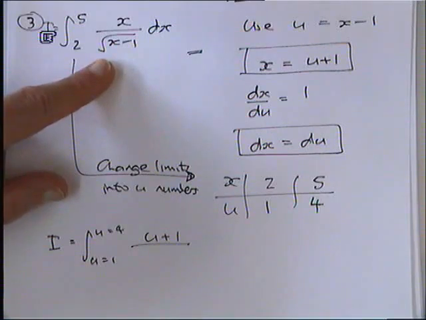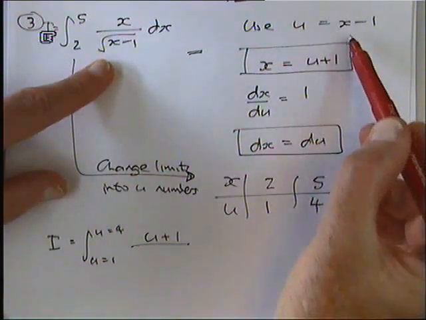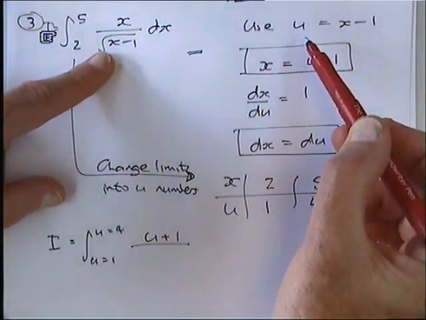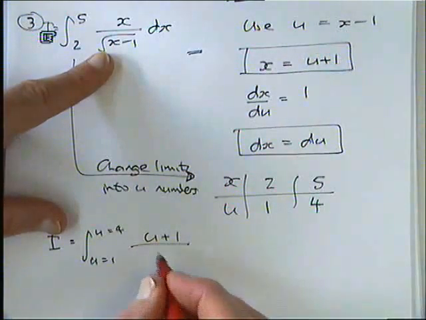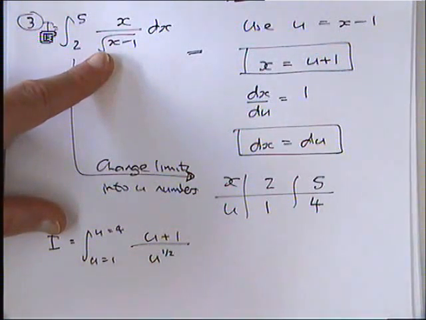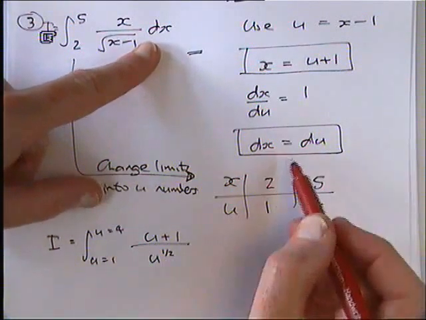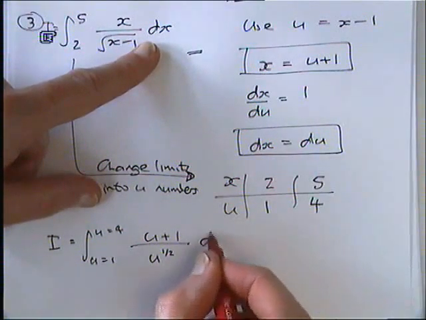The bottom of my fraction is the square root of x minus 1. How can I write down the square root of x minus 1? Sorry? u squared to the power of 1. No, u to the power of half. Yeah, that's right. x minus 1 is u, so square rooting x minus 1 is the same as square rooting u, which is u to the power of a half. And then I've got to replace dx. Here we go, dx is equal to du.